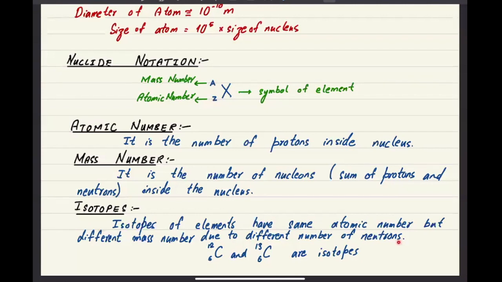The other thing you need to identify is what are isotopes. Isotopes are those atoms which have the same atomic number, that is, the same number of protons, but they have unequal mass numbers, because of different number of neutrons. An example could be carbon-12 and carbon-13. They're both carbon and have the same atomic number, which means they have the same number of protons. But the mass numbers are 12 and 13, indicating that one isotope of carbon has 6 neutrons and the other isotope of carbon has 7 neutrons.